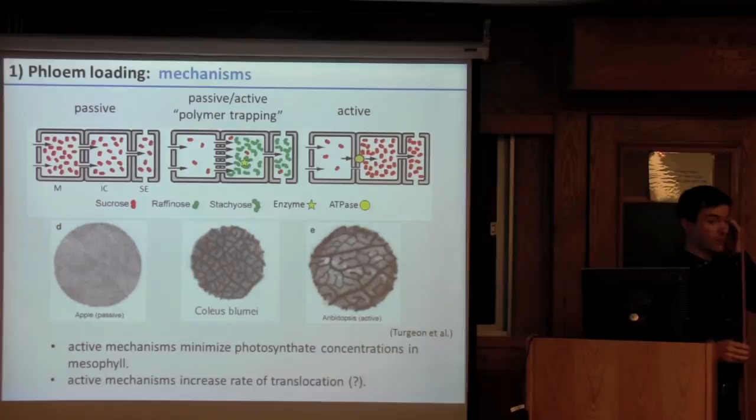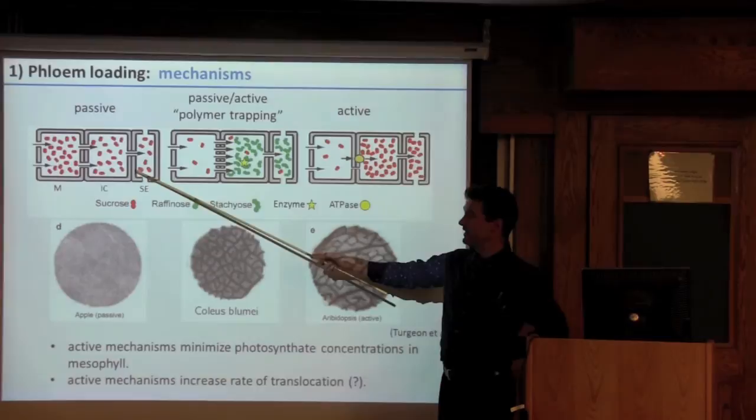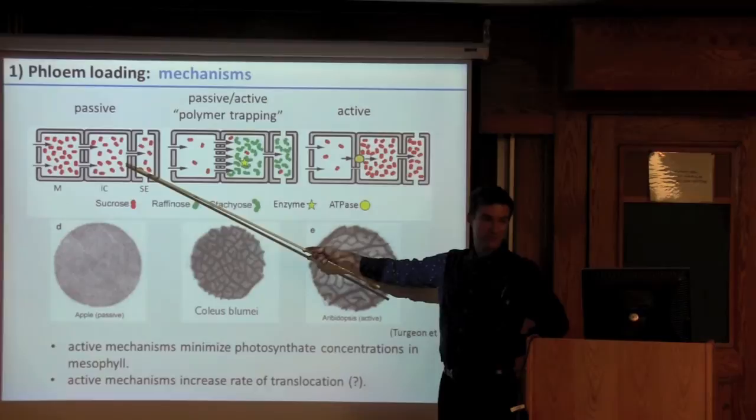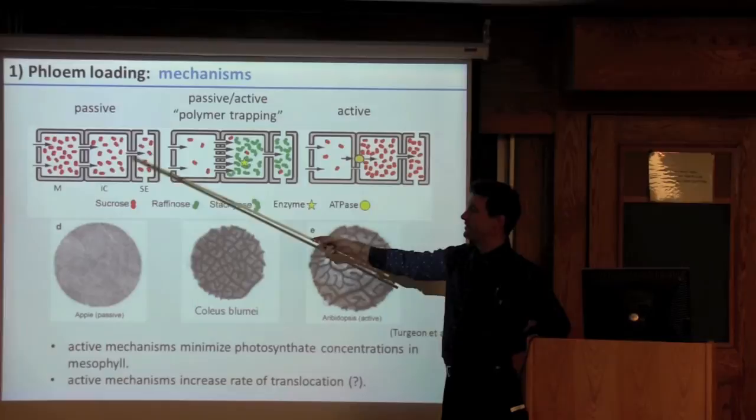And give you an overview here, with a cartoon from Bob's publication from a few years ago, that reviews the ideas of symplastic passive loading, where it's a purely diffusive process with continuous synthesis that generates a gradient in concentration, diffusing into an intermediary cell in the sieve elements, and pulling in water and driving flow.